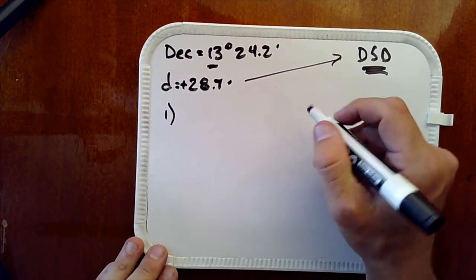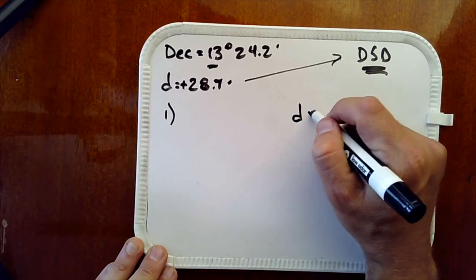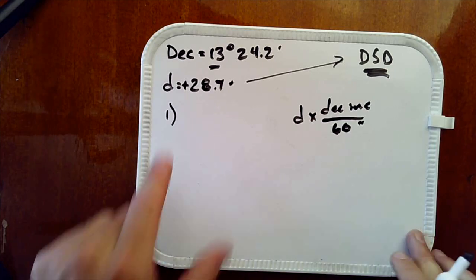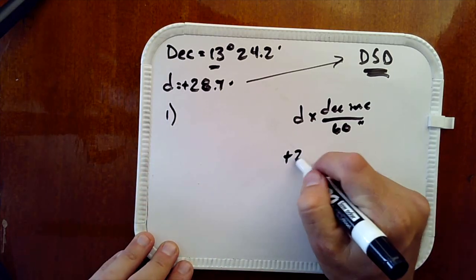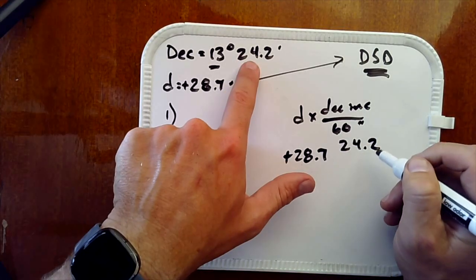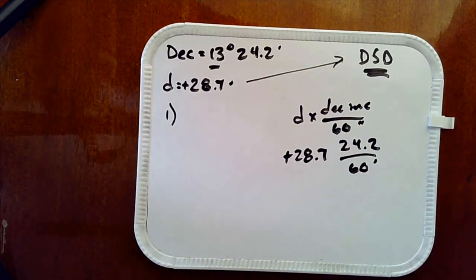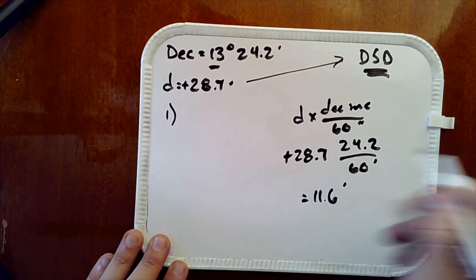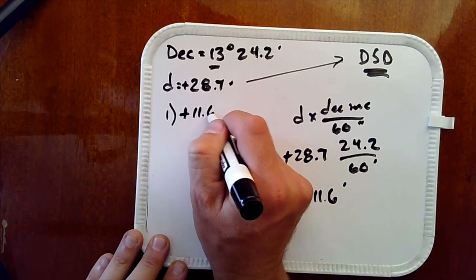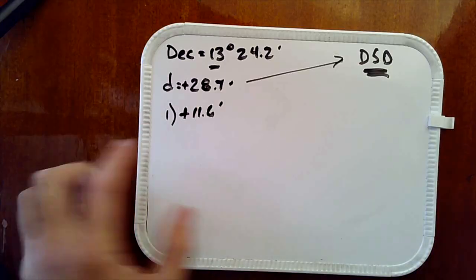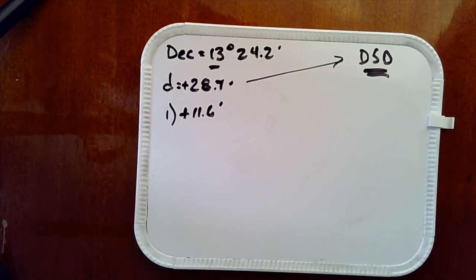So all we really need to do is apply the normal formula of D times dec inc over 60 to get our value. So the D was plus 28.7. The dec inc was 24.2 from up here, divided by 60. And if we throw all that into a calculator, we will get a value of 11.6 minutes. And so that's an added value of 11.6 minutes. So that's the regular, normal linear interpolation of this 28.7.